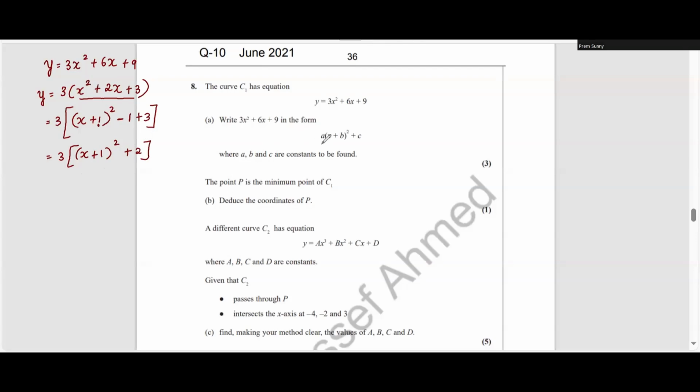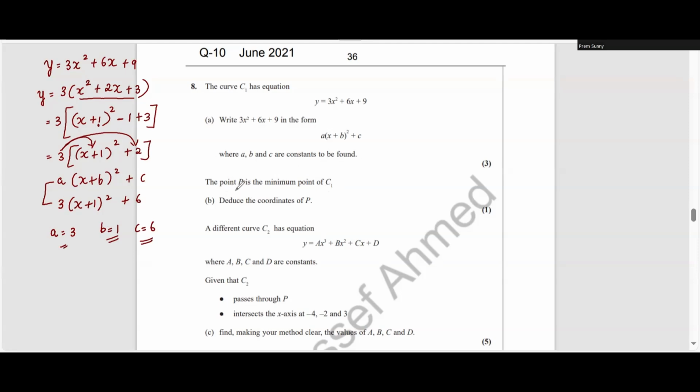Now, this is in the form of a into x plus b the whole square plus c. Now, one more additional part which we need to do is we need to expand the bracket. 3 has to be multiplied with x plus 1 the whole square, and 3 has to be multiplied by 2. So this will give you 3 into x plus 1 the whole square plus 3 into 2 is 6. So when we compare these two, we'll get a as 3, b as 1, and c is equal to 6. So the first part is done.